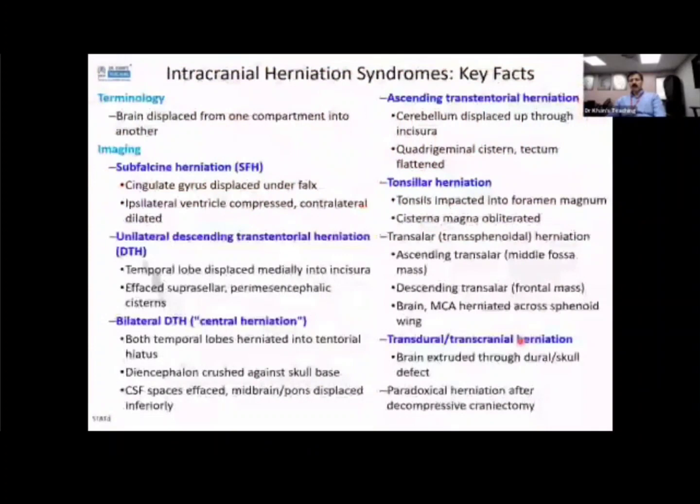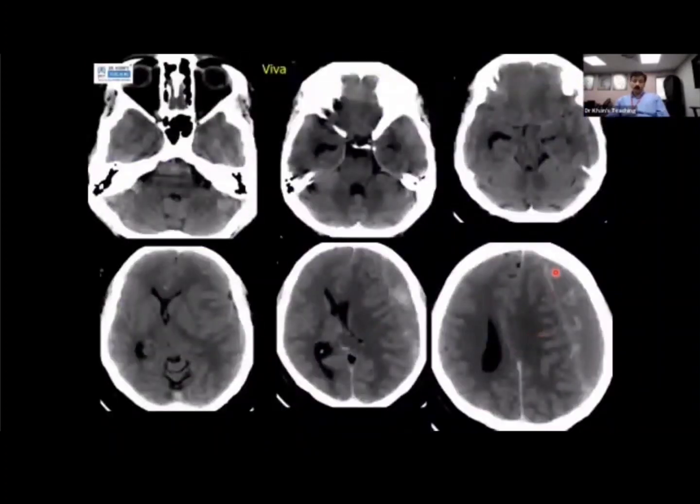So coming back to this case, what is happening? There is a mass here which is an acute over chronic subdural hematoma. It is causing midline shift to the contralateral side. Because of that, there will be compression of the foramen of Monro. And because of that, what will happen? The contralateral lateral ventricle will be dilated. Look at this temporal horn, it is dilated. So when you describe subfalcine herniation, you have to use this kind of terminology.